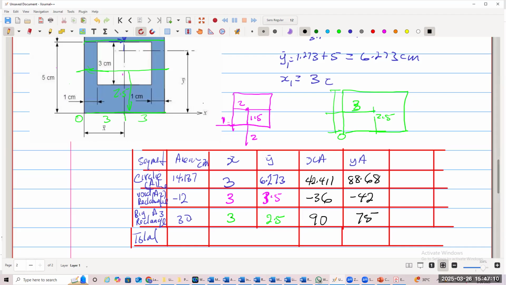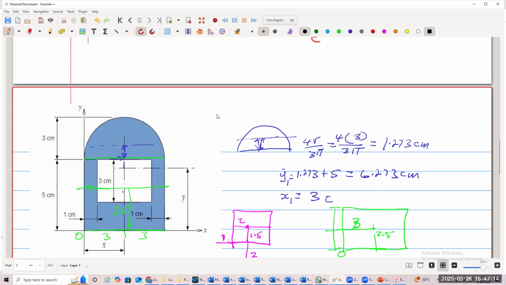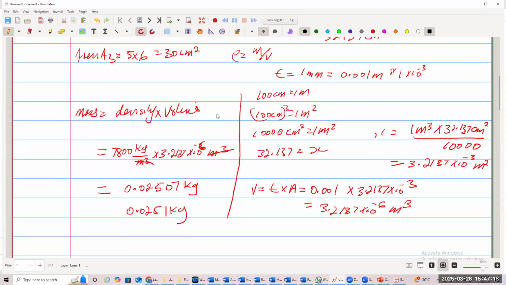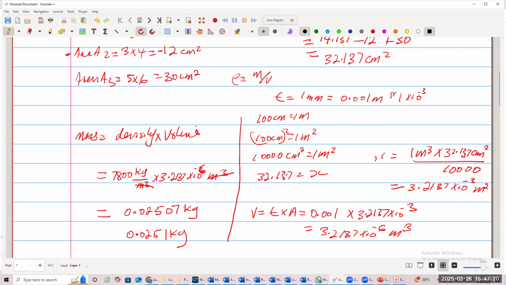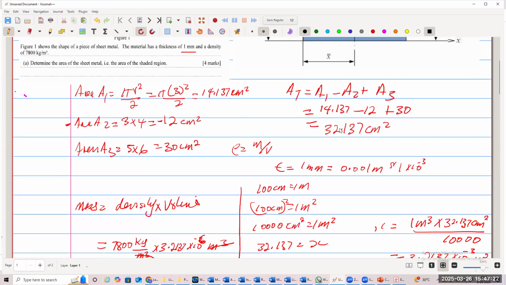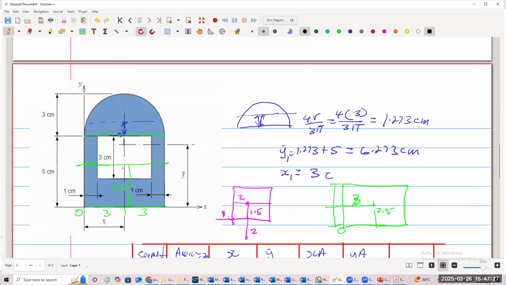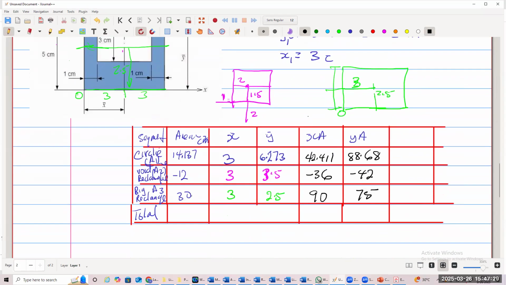All right. So what's the total area add up to again? We had found the total area before up here in our problem. We found it, right? It was 32.137. Make sure it was right. Yeah, I think it was correct, in fact. So remember, you had minus the 12 from it.